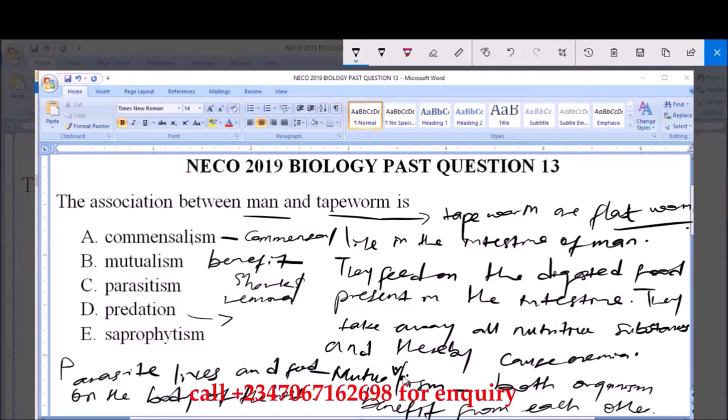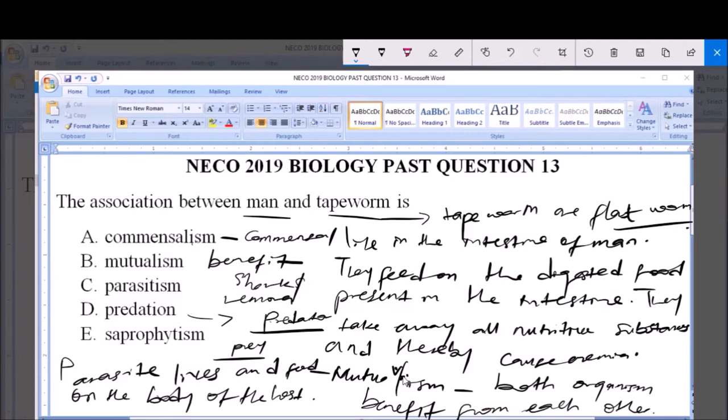Now, option D is predation. In terms of predation, an organism known as the predator hunts the prey. It hunts the other organism, what we call the prey, for food. An example you will see is the lion and its prey, like maybe lion and the antelope. Now the lion is the predator because it goes to hunt for its prey, which is the antelope, for food.